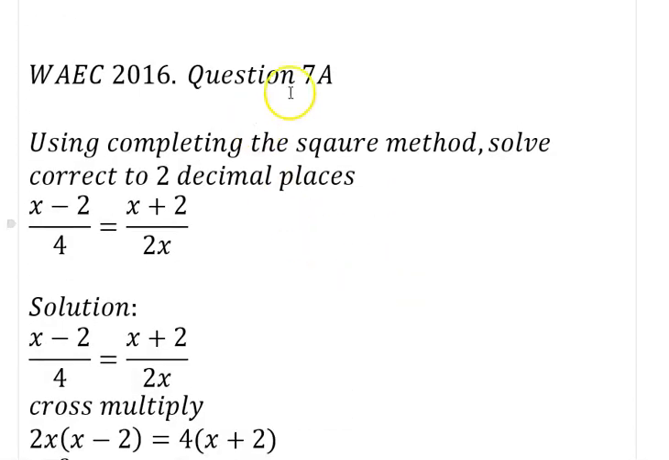Question 7A of year 2016. Awesome. The question says, using completing the square method, solve correct to 2 decimal places. Now, since it has been stated using completing the square method, that should not give you much stress. By now, you should know that this is a quadratic equation because they are saying using completing the square method. So just bring out the question first.